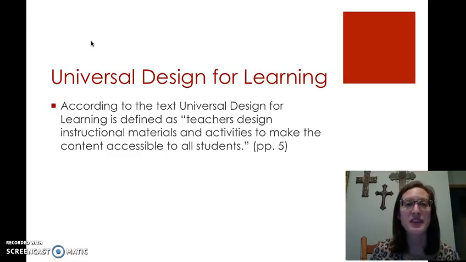Universal design for learning. According to the text, universal design for learning is defined as teachers design instructional materials and activities to make the content accessible to all students, and that can be found on page 5 of the textbook. This means that teachers must plan their lessons around the ways that students learn best, and they have to adapt the content that they are providing for each student so that it is easier for students to learn.